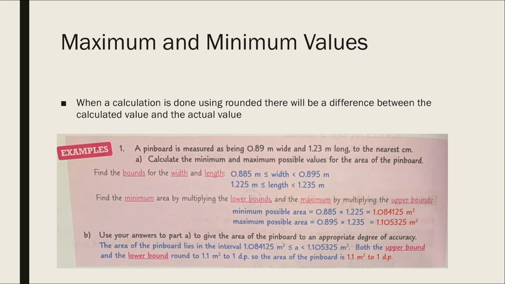Now let's look at question B. It asks us to use our answers to part A to give the area of the pinboard to an appropriate degree of accuracy. As you can see, both of them having 6 decimal places is quite inappropriate. So the area of the pinboard lies in the interval between 1.084125 and 1.105325 meters squared. The upper bound and the lower bound both round to 1.1 meters squared to one decimal place. So we could say that the area of the pinboard is 1.1 meters squared to 1 decimal place.